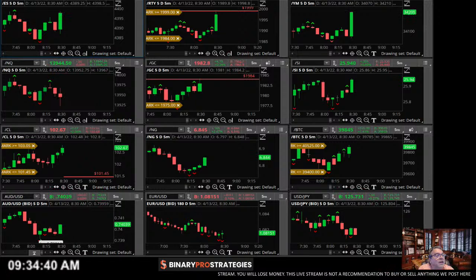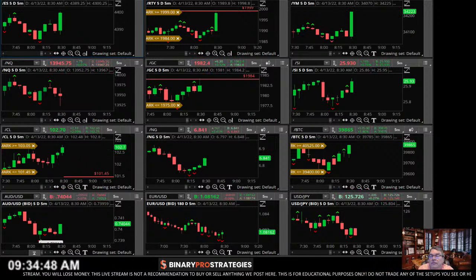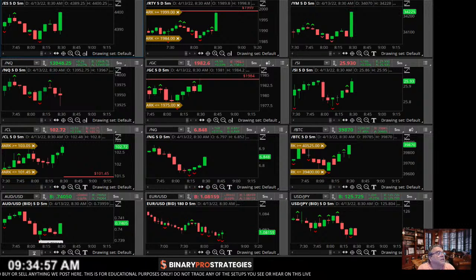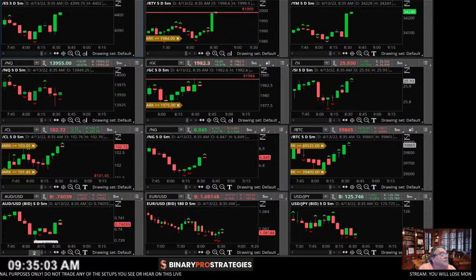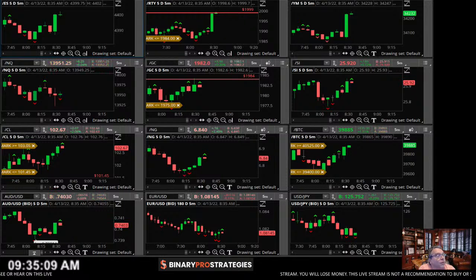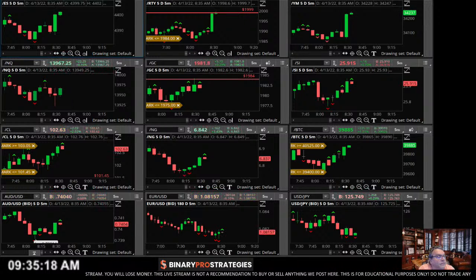ES going long, getting a buy on ES. ES is going to be a buy at, let's see here, 4397.25. Reverse buy. Target on ES is going to bring us up to 4403 and a half.